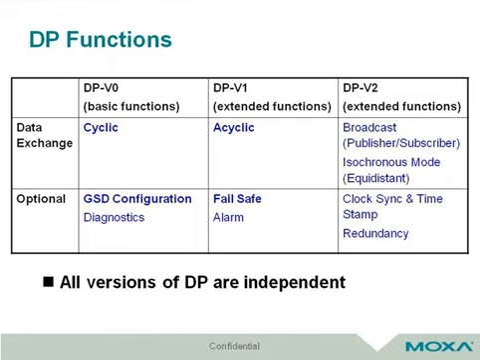With DP version 2, the isochronous operation mode is used when real-time positioning is required. The basic principle is that all Profibus devices on the network are clock synchronized with the master using a global control broadcast, enabling simultaneous data acquisition from all slaves with microsecond accuracy.